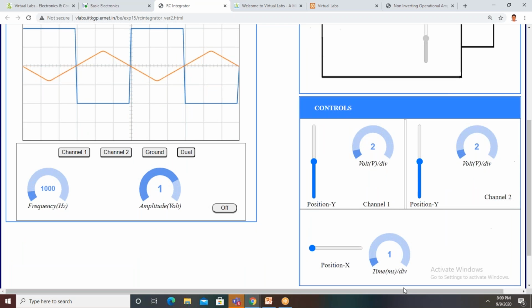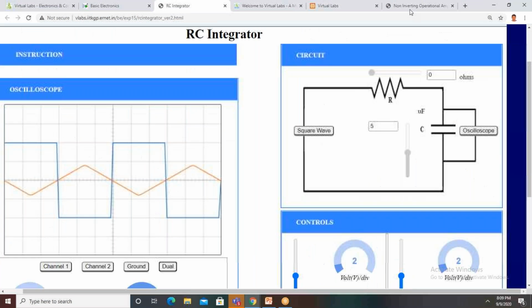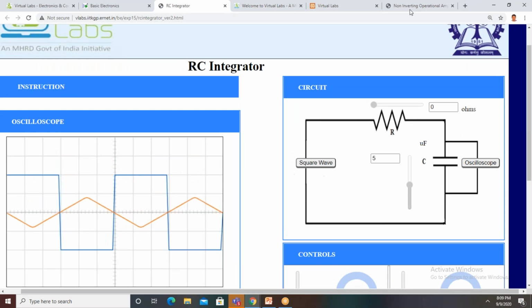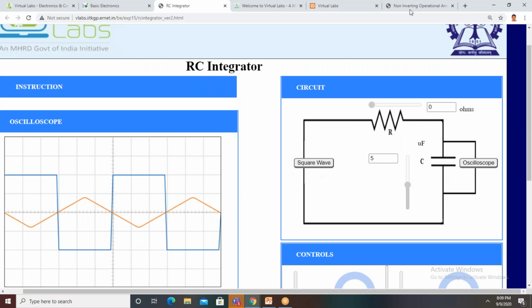How to perform? We have 3 different conditions now: RC far less than T, RC far greater than T, RC approximately equal to T. Just by changing either the C value or the R value, we can verify the conditions. Why? Because the input square wave signal is constant here. Just by varying either C or R, we can make it equal to, greater than, or less than the signal time period.